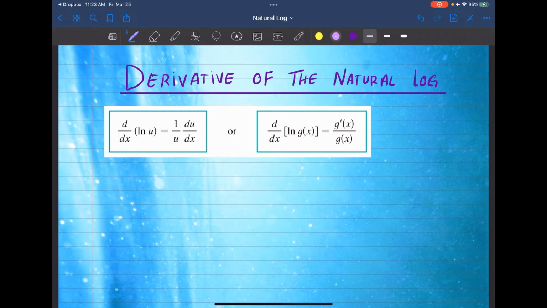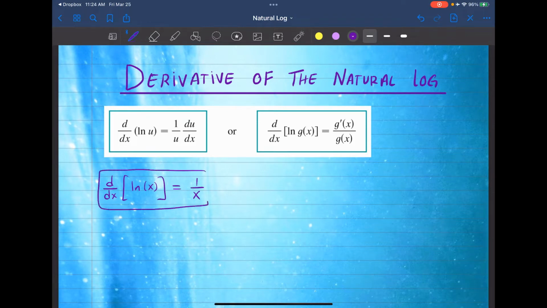Here is the derivative of the natural log. So we know natural log is ln of x, base e. Before I show you this formula, let me show you a simpler version of this. The derivative of ln of x is simply 1 over x. That's the derivative of ln of x.